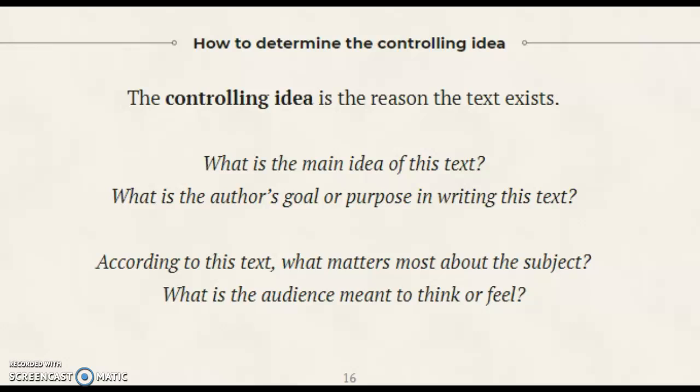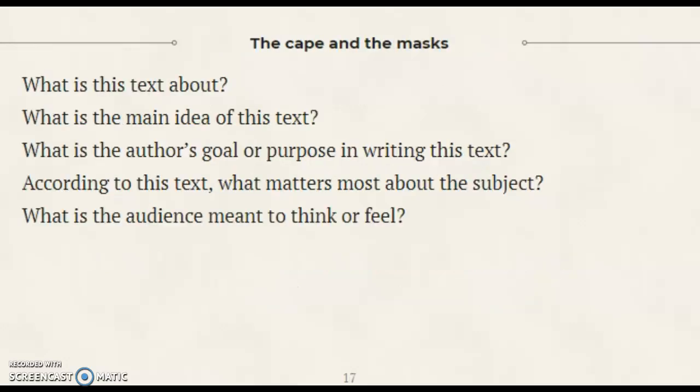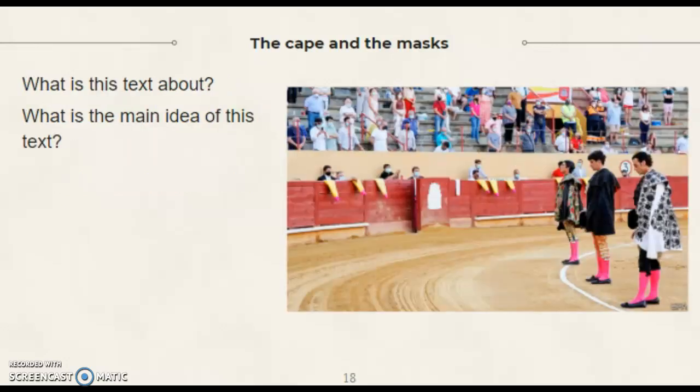According to this text, what matters most about the subject? That's kind of hinting at the dominant impression idea. And what is the audience meant to think or feel? So thinking about the dominant impression or the unifying effect here. We're going to do this with the cape and the masks. What is this text about? What is the main idea of this text?